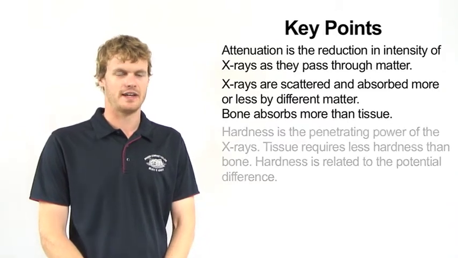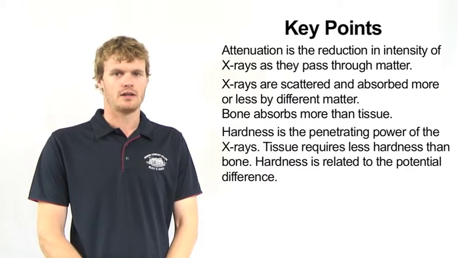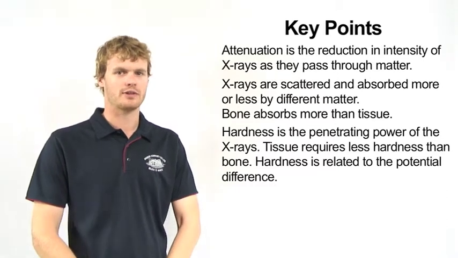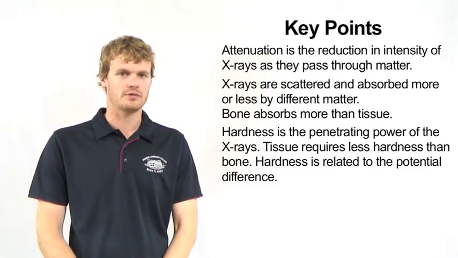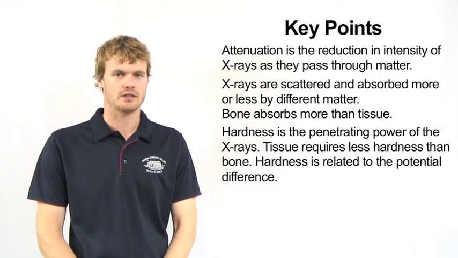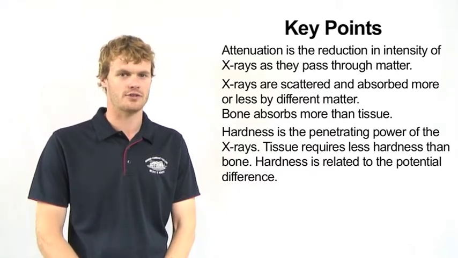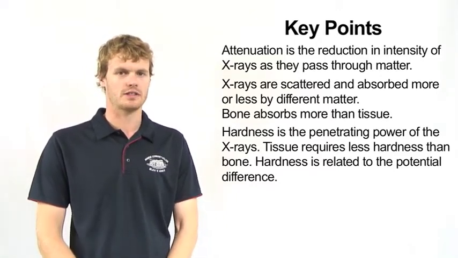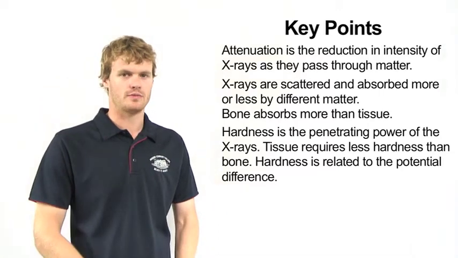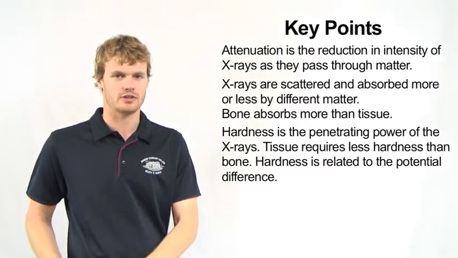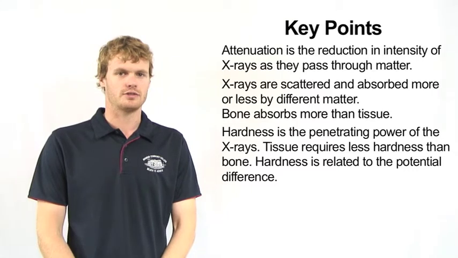The hardness of our X-rays is important. If we want to look at soft tissue, for example, we need to reduce the hardness of our X-rays. We don't want it to be penetrating straight through all of the tissue. We want it to clearly see, to say the tumorous growth or the cancerous growth on a soft tissue, we need to reduce the hardness.